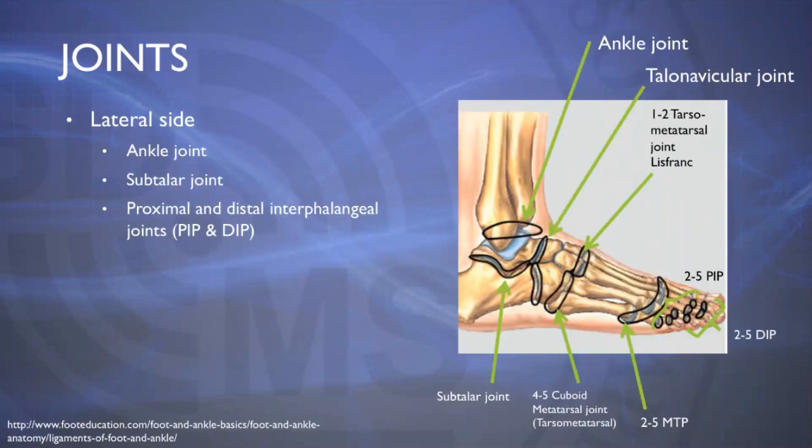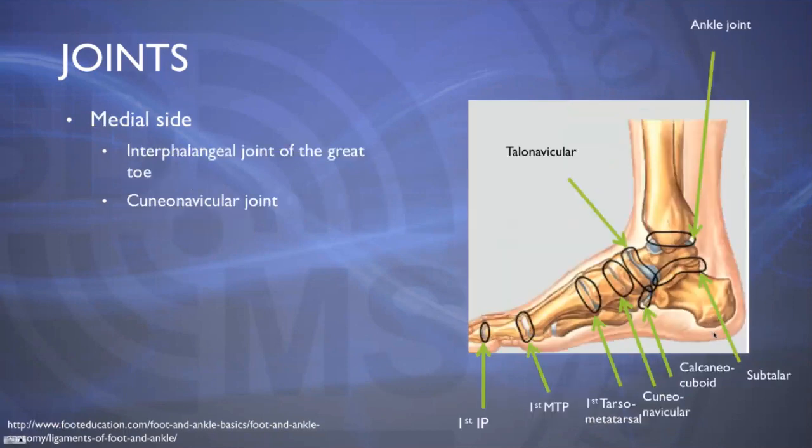On the lateral side, we can also include now the ankle joint, we can see the subtalar joint, and then we can also see the proximal and distal interphalangeal joints, also known as the PIP and the DIP. So that's where all of these are located here. On the medial side, we can see the interphalangeal joint of the great toe and the cuneonavicular joint.